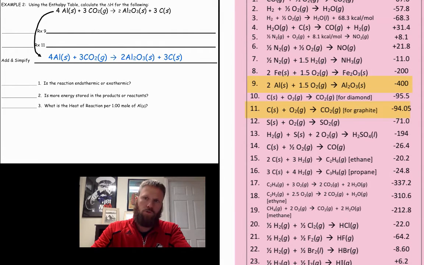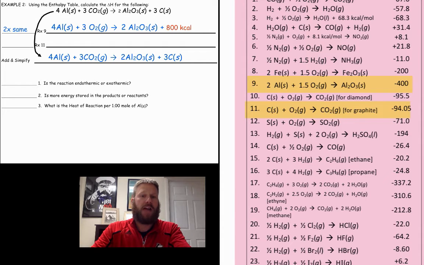Well, when you look at reaction 9 and reaction 11, Al2O3 is only in reaction 9. Reaction 9 must be manipulated so that aluminum oxide is a product and we have 2 aluminum oxides produced. Aluminum oxide is already a product in reaction 9. However, we will have to multiply reaction 9 by 2 so that 2 aluminum oxides are produced.